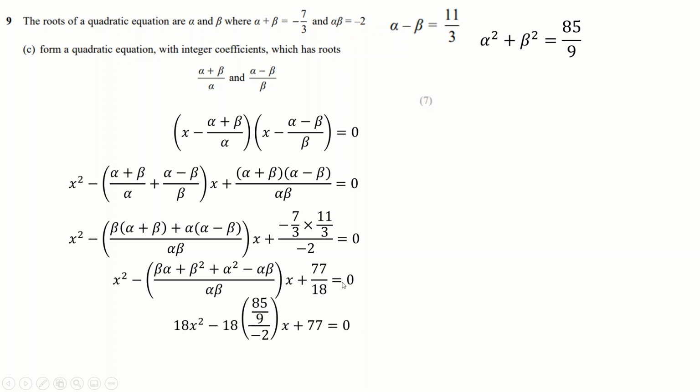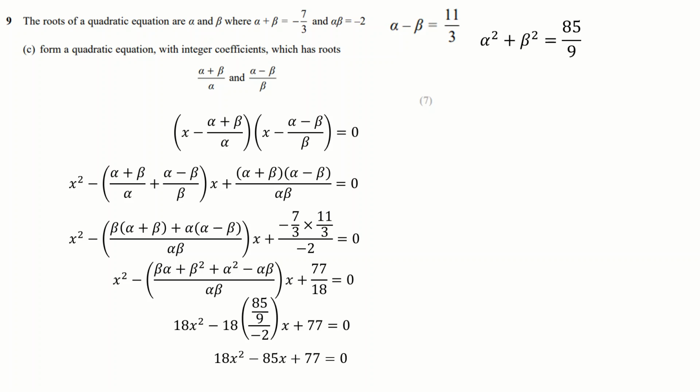I times everything by 18 here as well, just to make sure this wasn't a fraction, because we're looking for integer coefficients. This, actually, the 9 times by the -2 to make 18, which cancels with that 18 on the bottom, and you just end up with plus 85. You should definitely, I think, end up with plus 85, unless I'm mistaken.